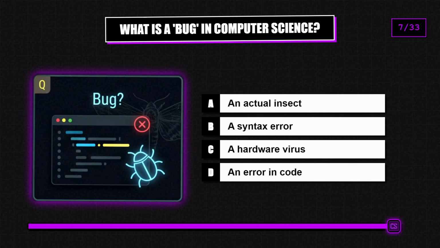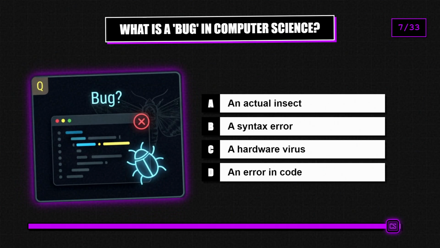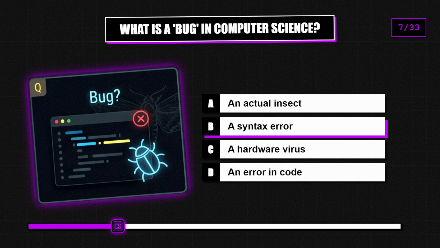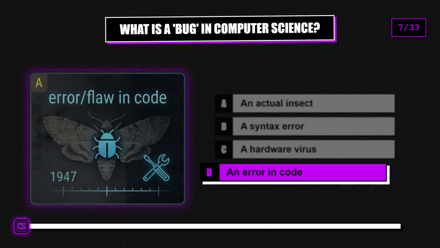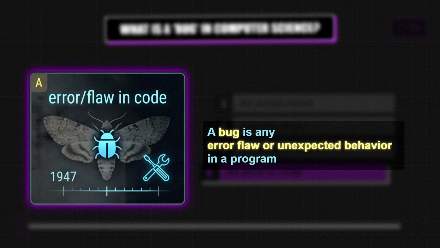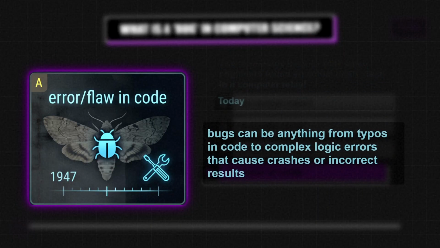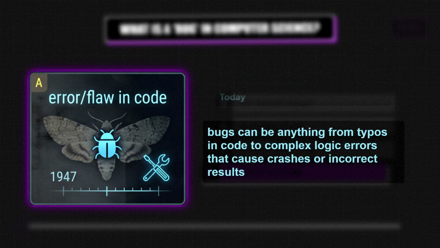What is a bug in computer science? A bug is any error, flaw, or unexpected behavior in a program. The term dates back to 1947, when engineers found an actual moth stuck in a computer relay. Today, bugs can be anything from typos in code to complex logic errors that cause crashes or incorrect results.